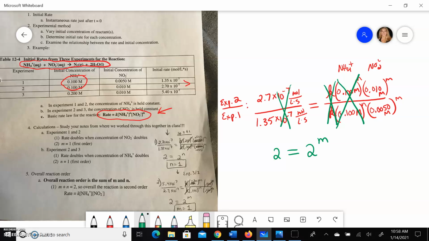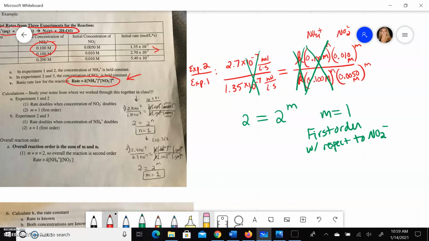You can figure out 2 equals 2 raised to an exponent. That exponent has to be 1, and it's almost always either 1 or 2. And so in this case, we now know that m is equal to 1. So we can say that it is first order with respect, this is the terminology they use, with respect to NO2 minus.